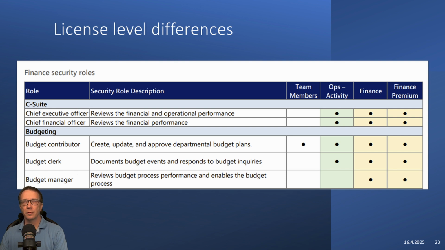Here's a snip from the license guide where you can see how the different license levels are represented. You can see that the team member can create, update, and approve departmental budget plans. But if you're in a budget clerk kind of role, then you need the activity license. And if you're a budget manager, then you need the full finance license or finance premium license. So this is the way that, from the licensing guide, you can evaluate what kind of license requirements you might have based on the roles you have.